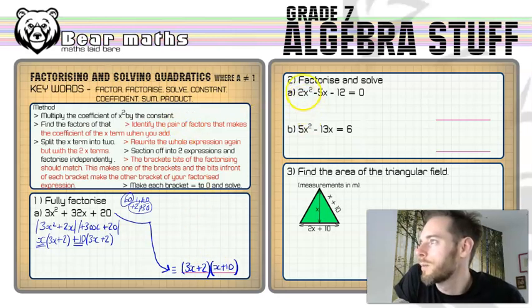Right, now number 2. Factorise and solve this. So this time we are solving. We're going to go on a step and we're going to solve. Basically going to start off the same way. So 2 times by 12 is 24. Find the factors of 24 that add to make minus 5.